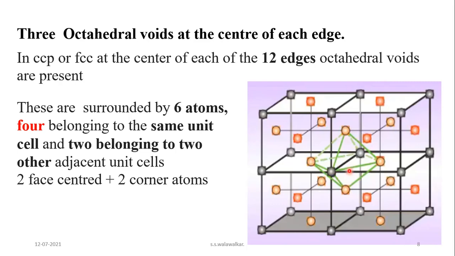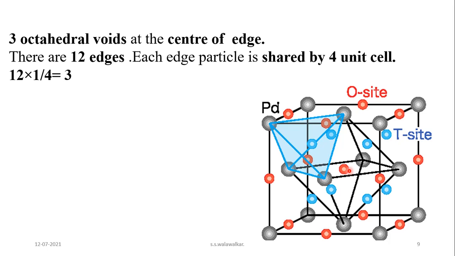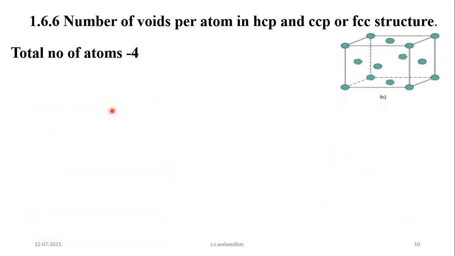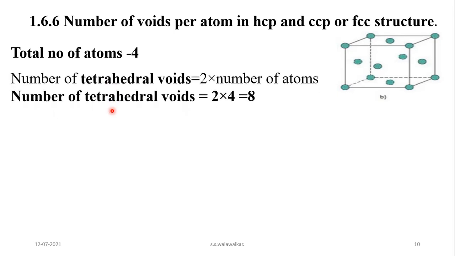But what happens here, this edge particle is shared by 4 other unit cells. At every edge there is an octahedral void, and that octahedral void is shared by the 4 unit cells 1, 2, 3 and 4, and therefore 12 into 1 upon 4 is equal to 3. So 3 octahedral voids are at the center of the edges. So here 3 plus 1, that is how many? 4 octahedral voids are there in the FCC structure.